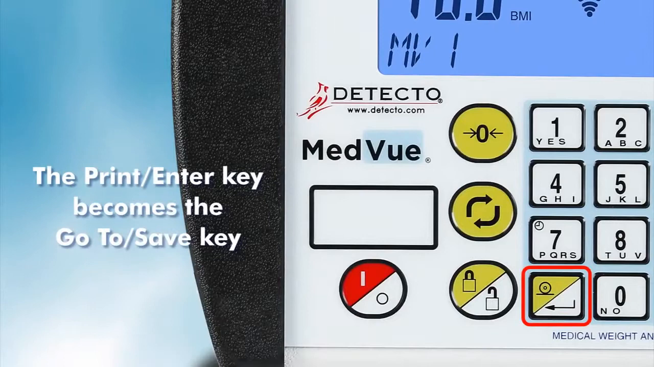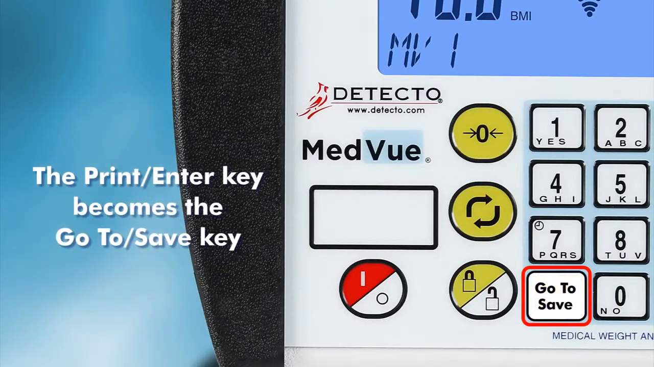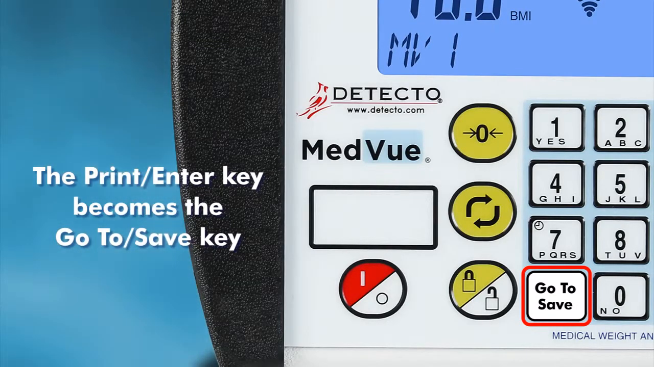The Print Enter key becomes the go-to Save key and is used to select menus and parameters. If the operator is at the parameter level, this will store the currently displayed parameter value and then proceed to the next parameter in that menu list.